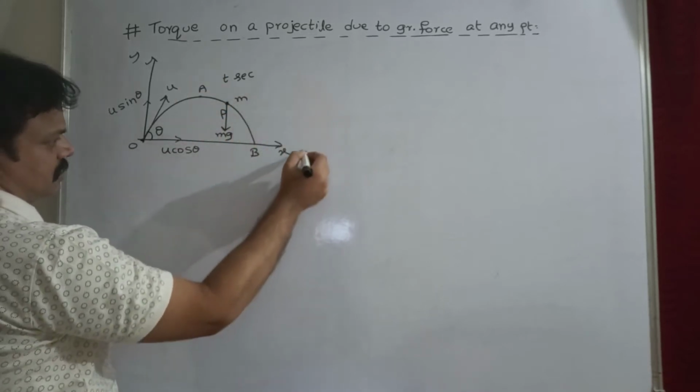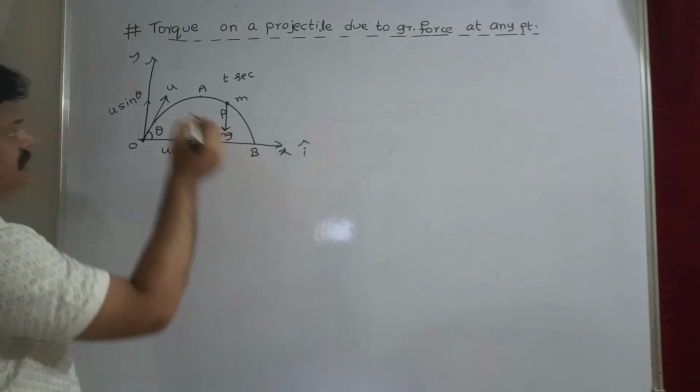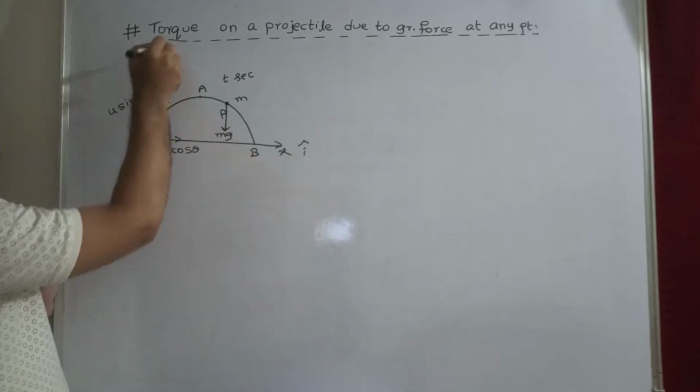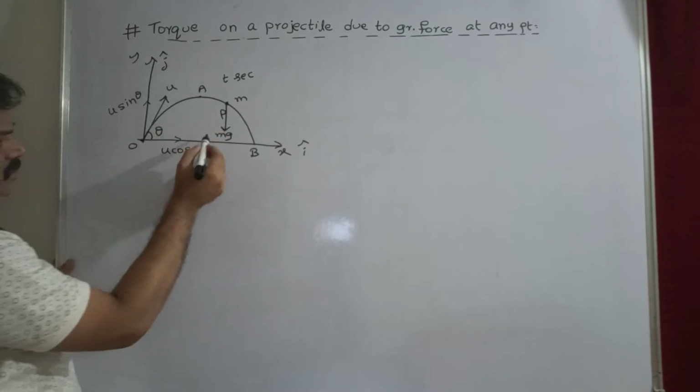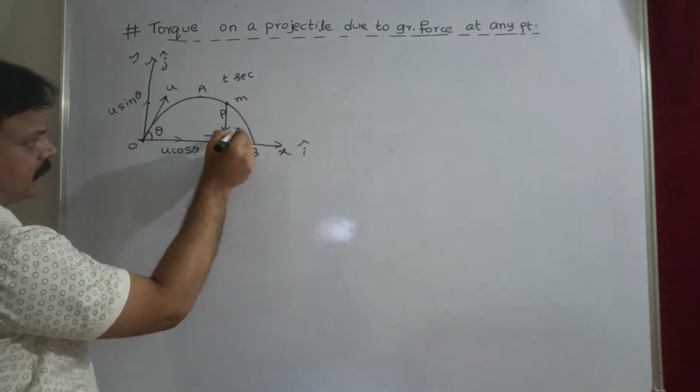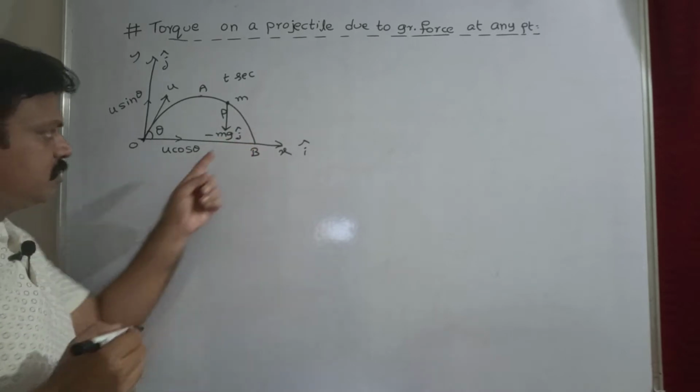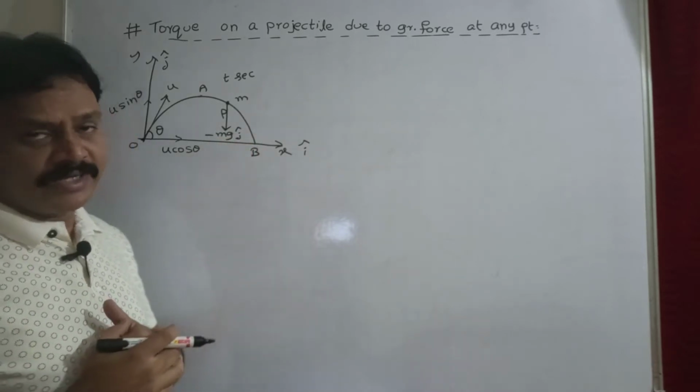And we know that i cap is the unit vector along x axis and j cap is the unit vector along y axis. I can write this mg is along negative y direction. I can write minus mg into j cap. Minus mg into j cap is the gravitational force acting on the particle.